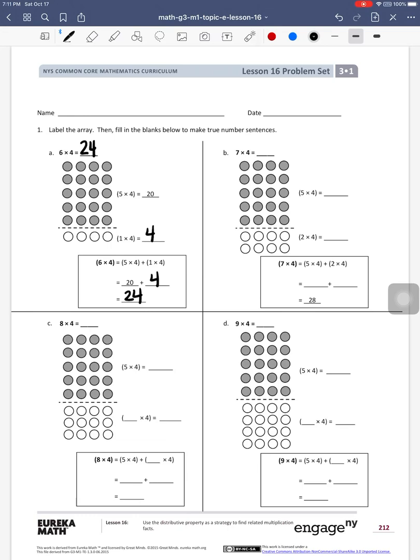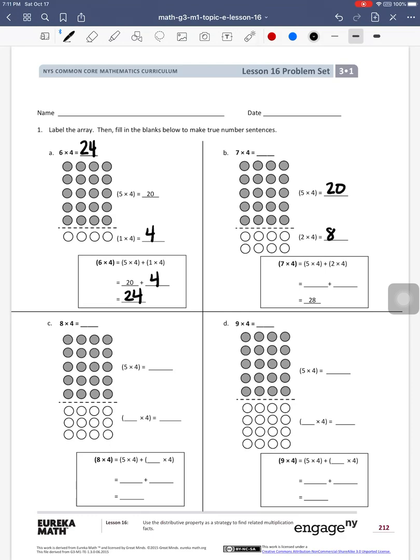B. Now we'll look at the shaded circles of the array, which is 5 times 4. And we know 5 times 4 equals 20. Now let's look at the white circles on the bottom, and there's 2 rows of 4. And 2 times 4 equals 8. So 7 times 4 equals 5 times 4 plus 2 times 4.